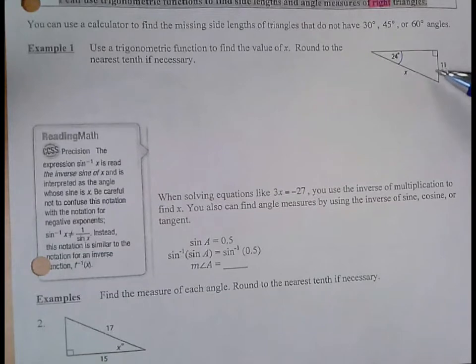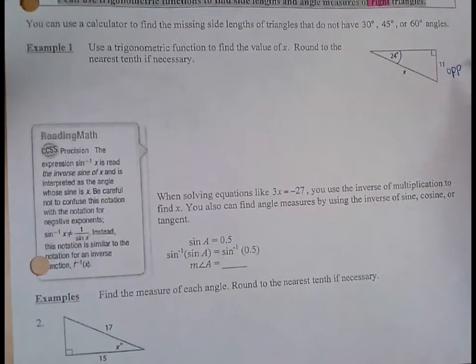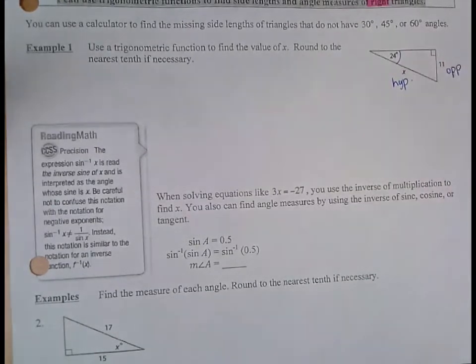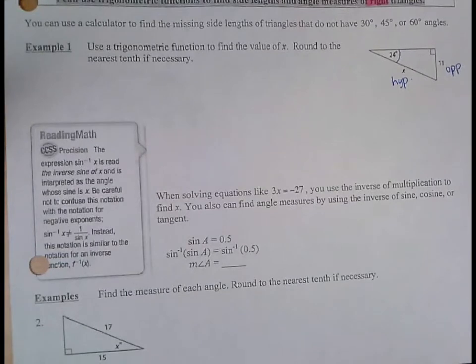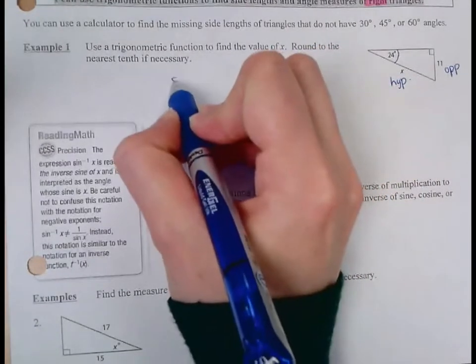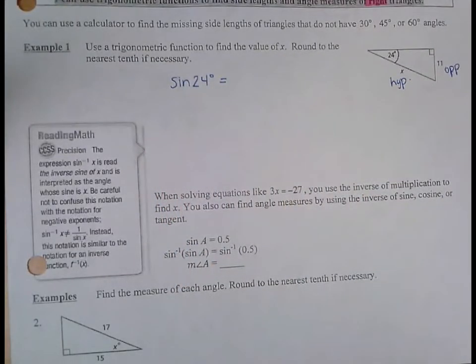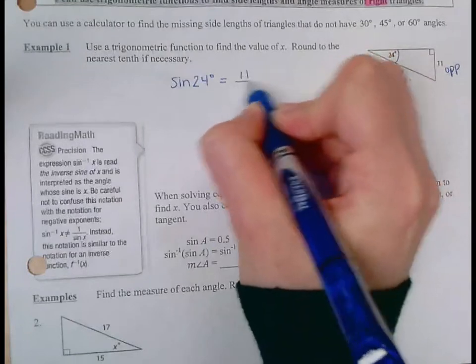So what would the 11 be, the opposite, adjacent, or hypotenuse? With respect to 24 degrees. The opposite. And then what about the x? The hypotenuse, yep. So then what trig function would you use if you have opposite and hypotenuse? Sine, cosine, or tangent? Sine. Opposite over hypotenuse is sine. So I would set up this equation, sine of 24 degrees is equal to opposite over hypotenuse, so 11 over x.